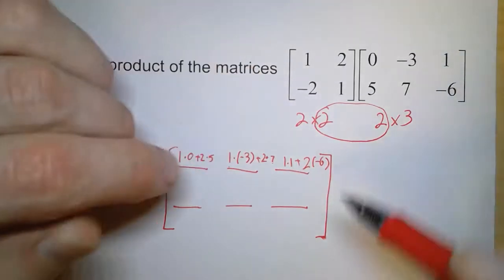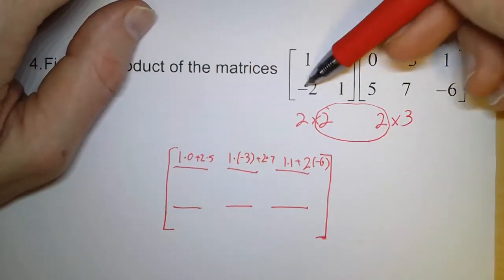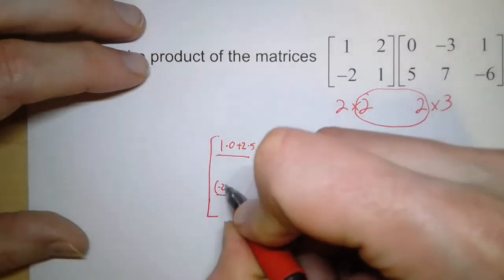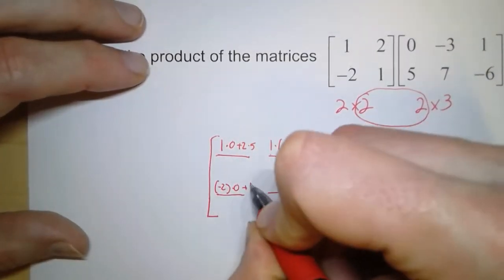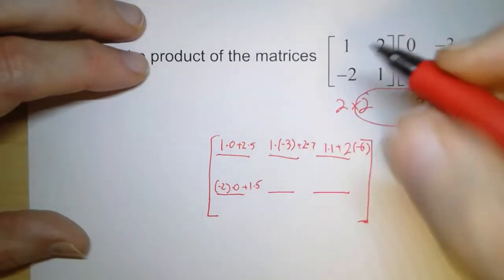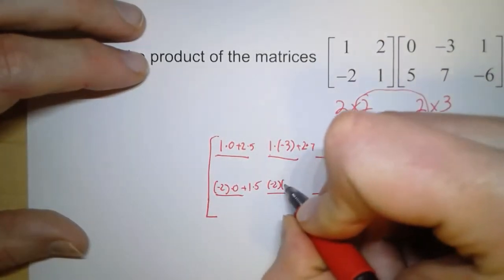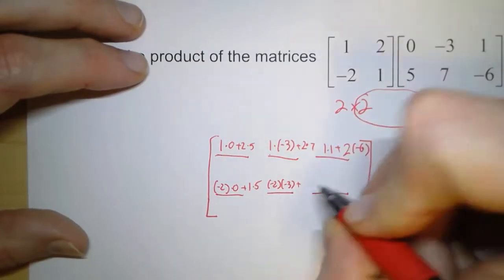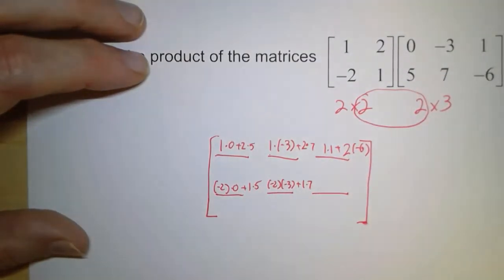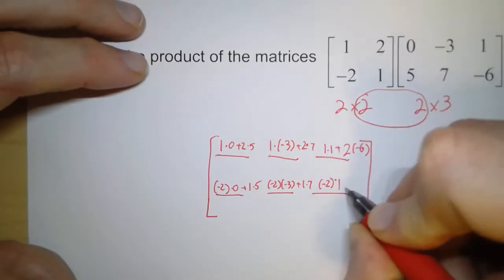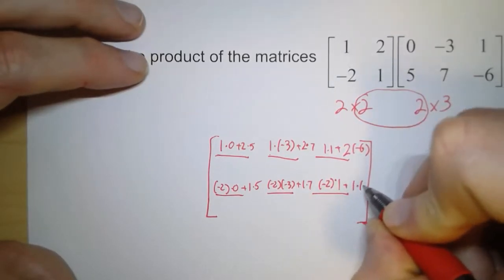So now I do the exact same thing, except I multiply using the second row numbers. So I have negative 2 times 0 plus 1 times 5. Then I have negative 2 times negative 3 plus 1 times 7. And then I have negative 2 times 1 plus 1 times negative 6.